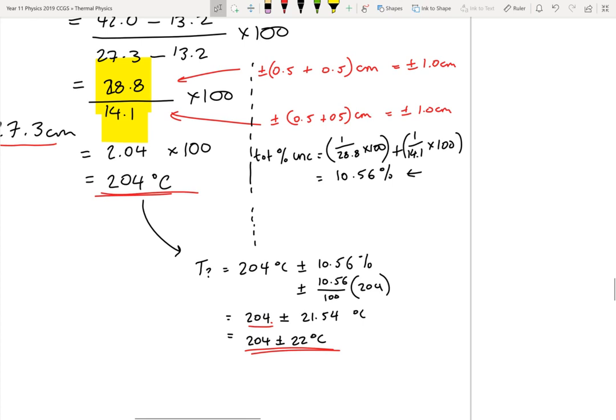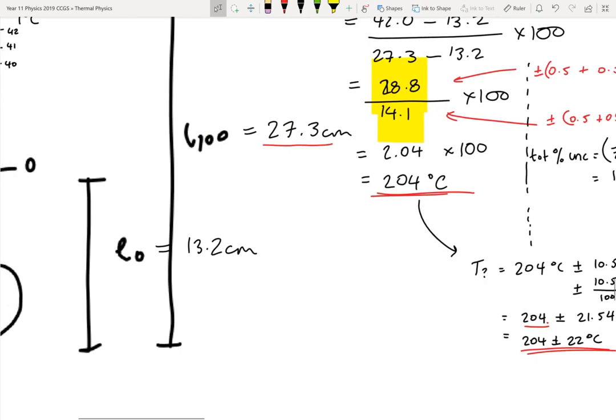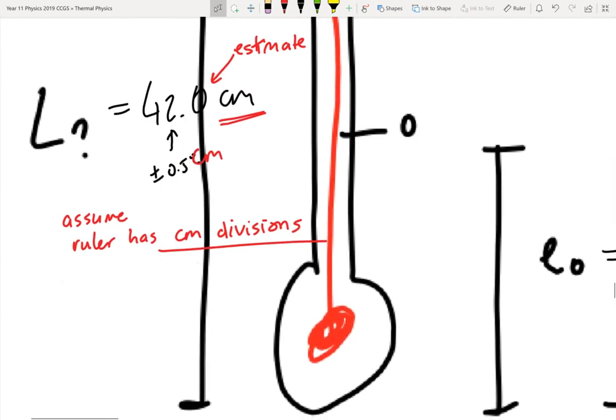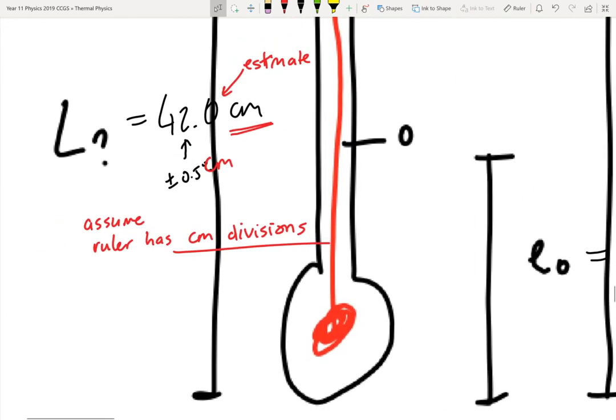Now, again, 11% is far too high of an uncertainty, and basically that is because I used a dodgy ruler. If it only has centimetre divisions, that's bad. Get a ruler that has millimetre divisions.